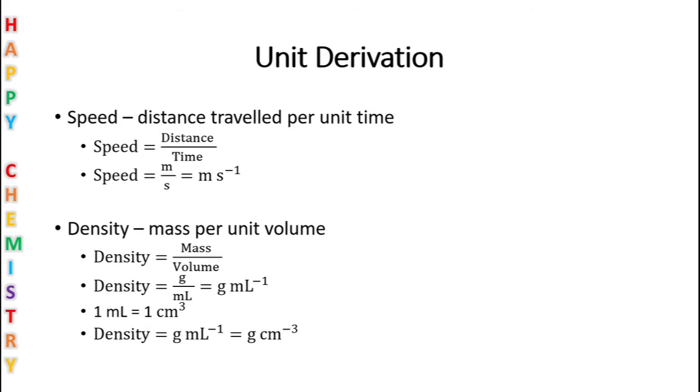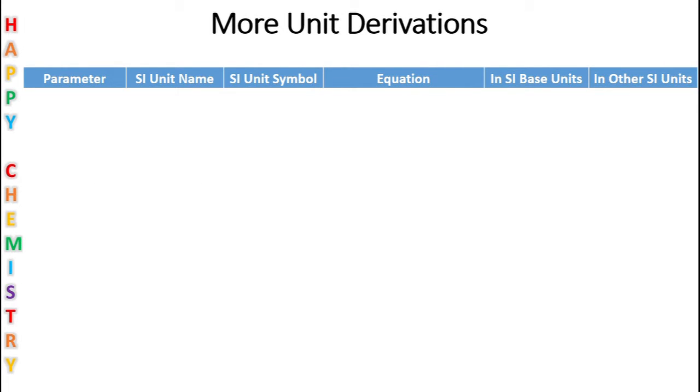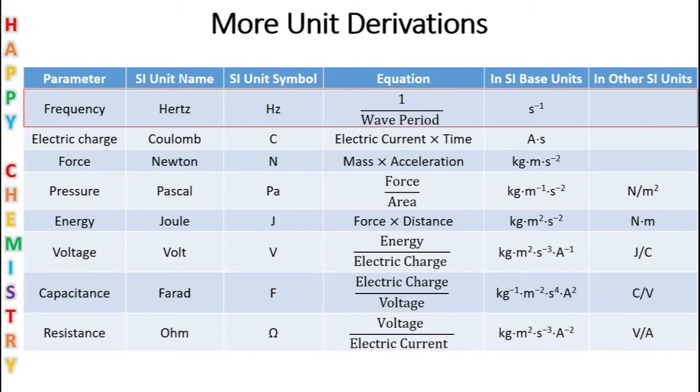Let's now see some more unit derivations. Here we have several parameters that have their own SI units. However, all these units can be derived in terms of SI base units. For example, frequency. Frequency is measured by the SI unit Hertz. The equation form of frequency is the inverse of wave period. That means the unit is per second, which is a base unit.